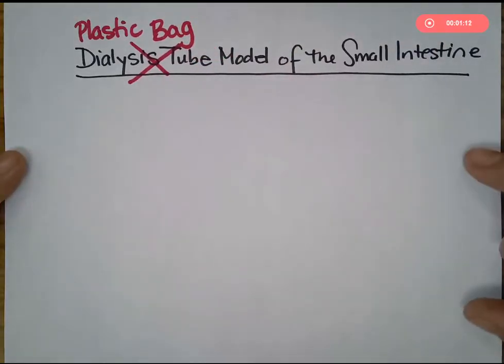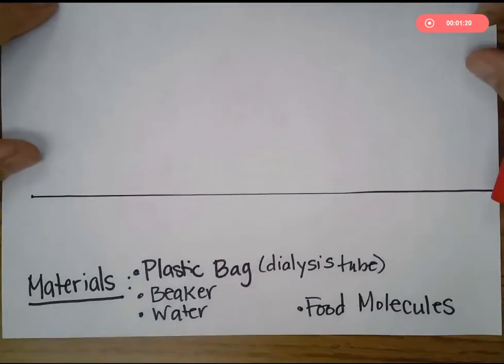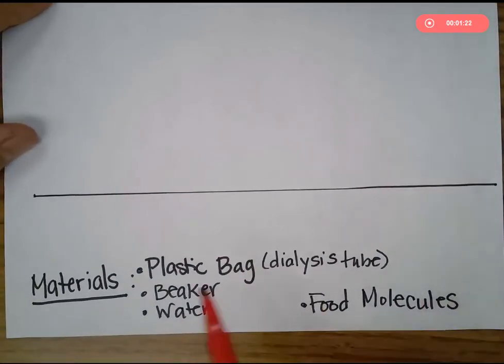All right, so the materials we have available to us to model the small intestine include a plastic bag, which is our dialysis tube, a beaker, water, and food molecules. So we have a plastic bag, a beaker, water, and food molecules. Go ahead and write these on the bottom of your page. Pause the video if you need to.